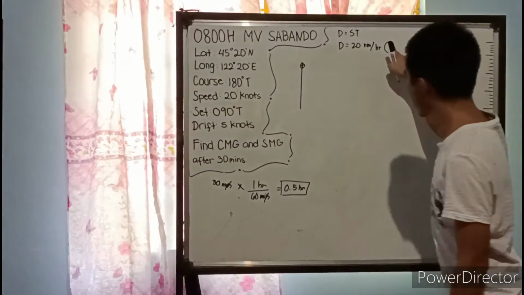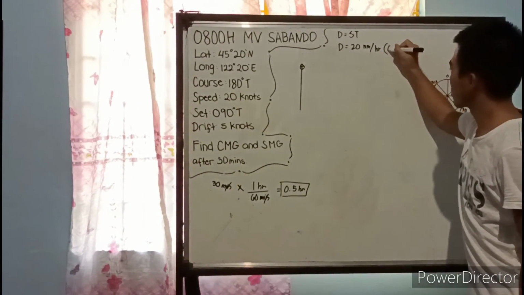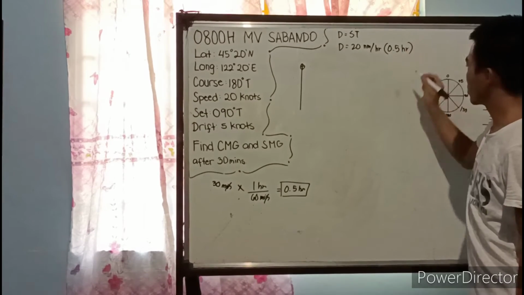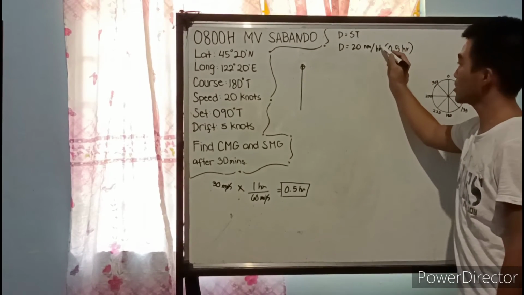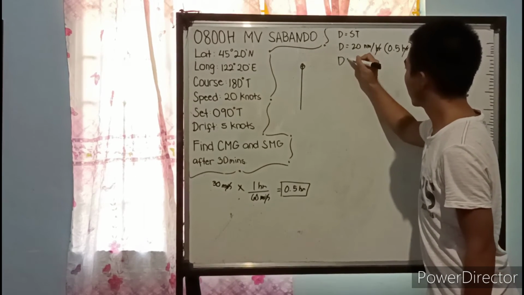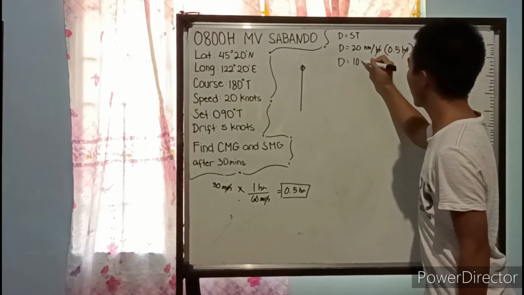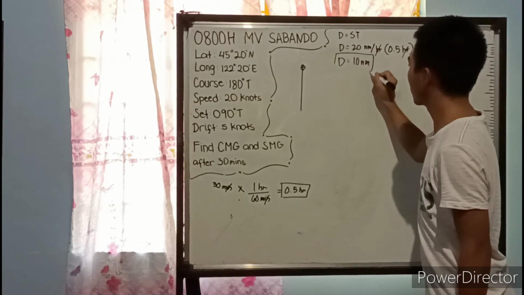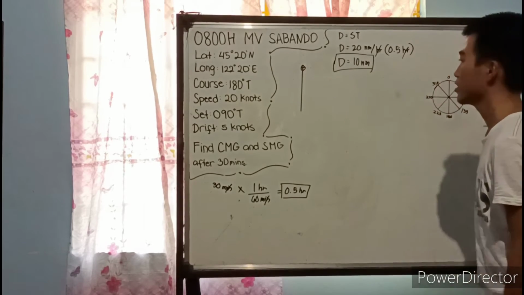We're going to use this in our formula. So 0.5 hour. So after this, we're going to cancel both hours. Then we will have 10 nautical miles. This will be our distance.